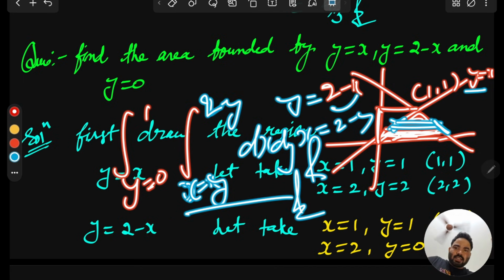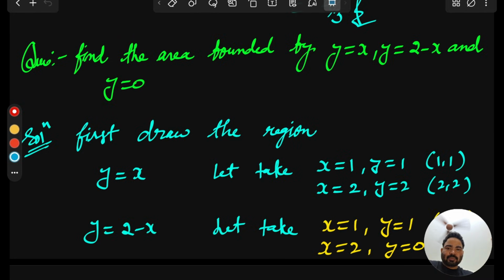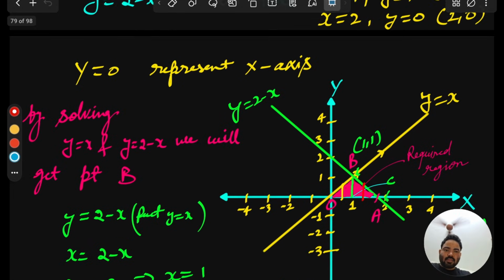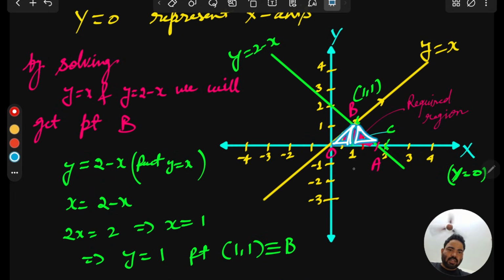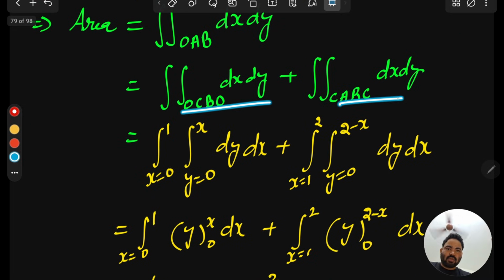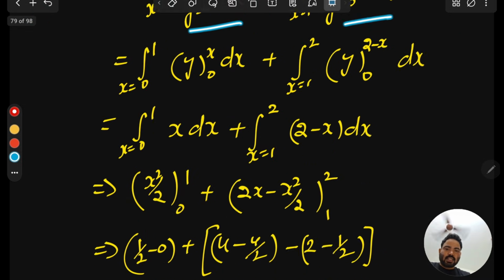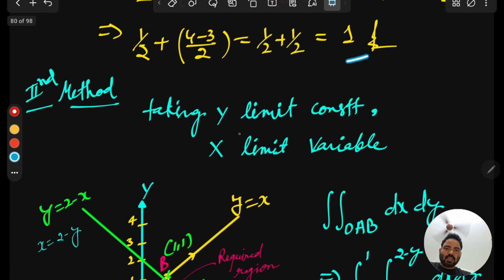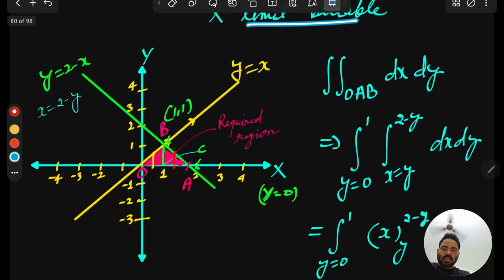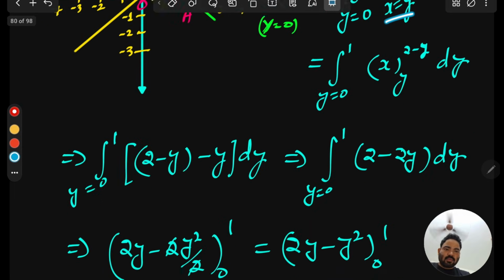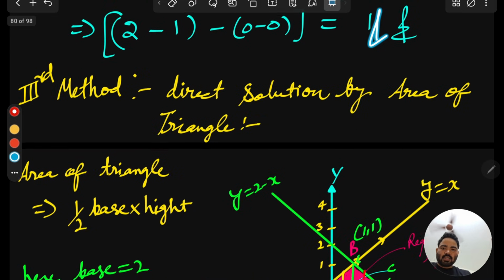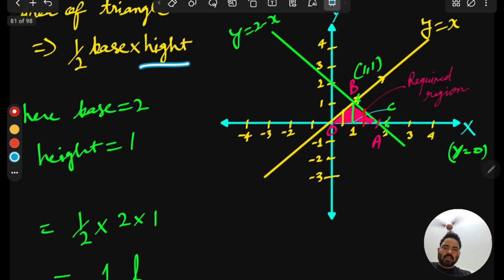So here are the three ways I told you to solve this integral. When x is constant, you have to divide into two portions, and after that if you integrate, you will get the same answer 1. And if you are taking y limit constant and x limit variable, then the y limit is 0 to 1, and x is moving with the lower side along one line and the upper side along the other. If you solve, you will get 1 again. And the third method we already discussed, base into height, 1 by 2. So this is the third method you can also use.